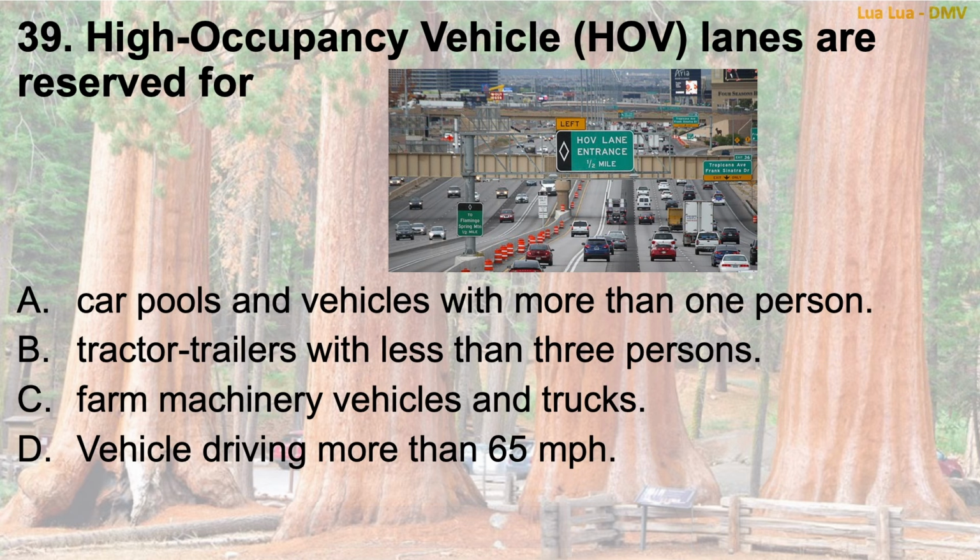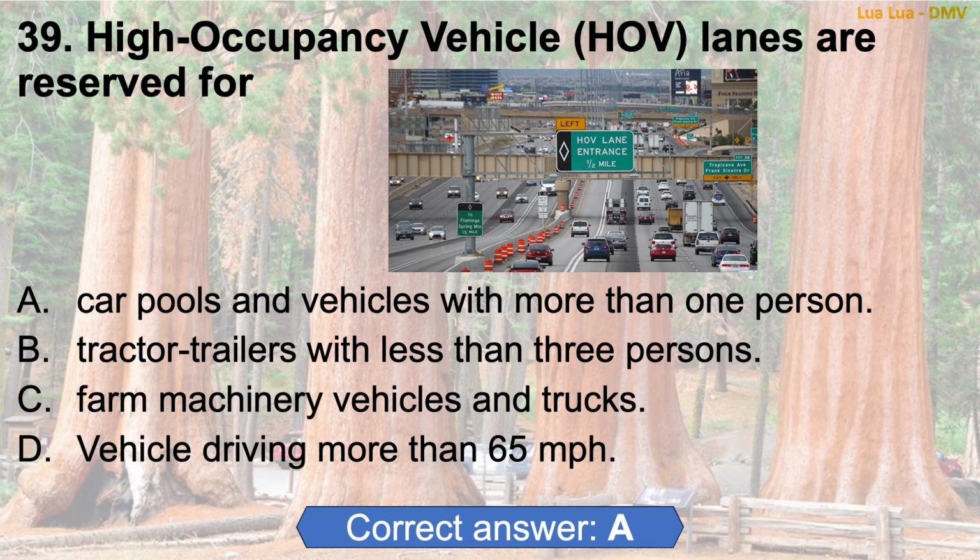Question 39. High occupancy vehicle, HOV, lanes are reserved for A. Carpools and vehicles with more than one person. B. Tractor trailers with less than 3 persons. C. Farm machinery, vehicles, and trucks. D. Vehicles driving more than 65 miles per hour. The correct answer is A. Carpools and vehicles with more than one person.